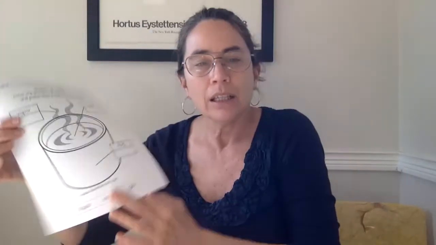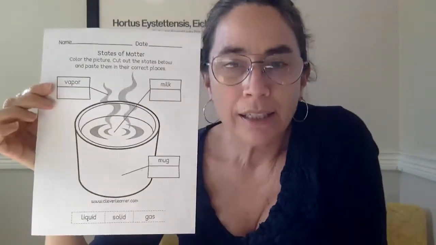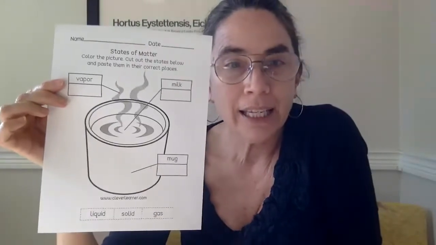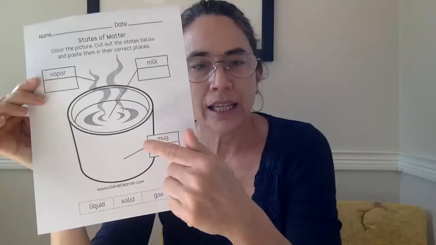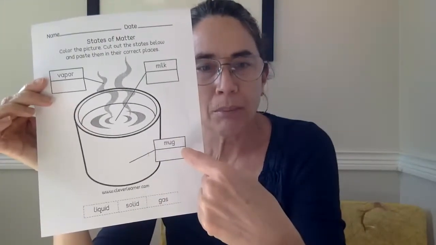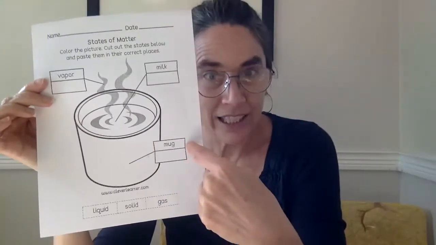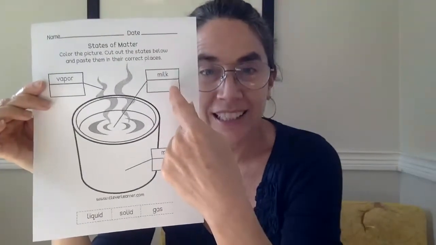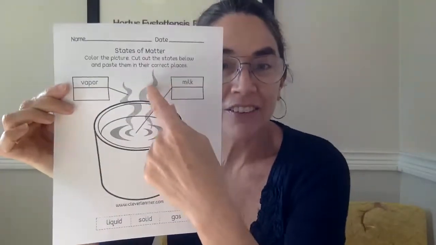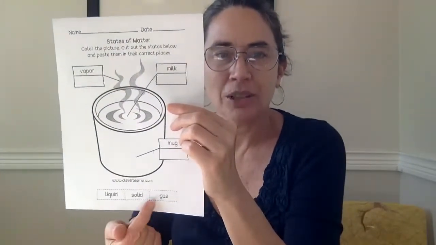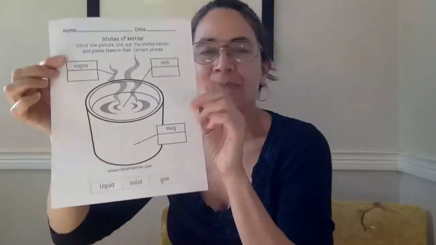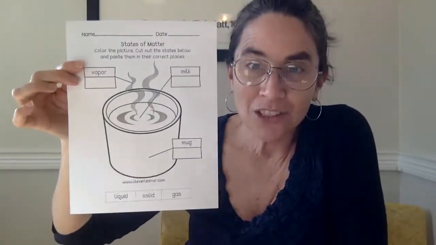So I hope you enjoyed our states of matter lesson. If you have this printed out, you can go ahead and color it in, and you can also cut out these three words, liquid, solid, and gas, and try to match them up. The mug we know is the solid, the milk or water, liquid, and the vapor, gas. So you can cut these out and glue or tape them into the right spots. It is on our webpage if you don't have it printed out yet.